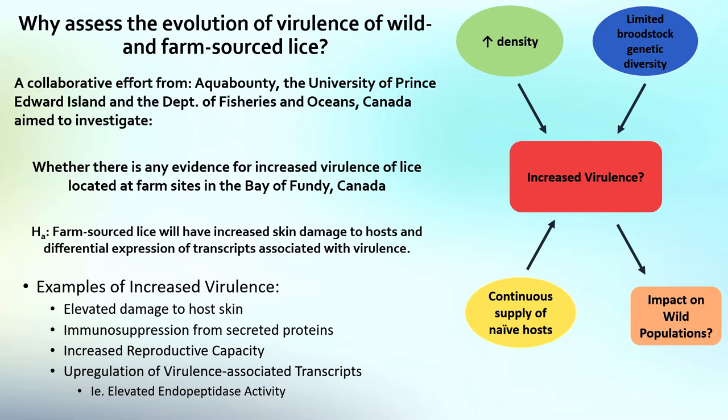So what's impacting increased virulence, and then what are examples of increased virulence? How do we assess that? So we have potentially higher density of fish on the farms. We have potentially limited broodstock genetic diversity, continued supply of naive hosts. All these things might make it ideal for the parasite to continue to evolve to be more impactful on its host without any negative fitness costs. And then what would be the spillover impact potential on wild populations?